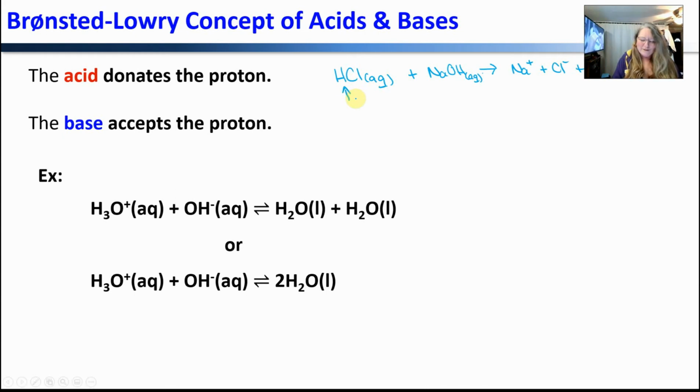Hydrochloric acid is donating its hydrogen, so it's a proton donor, to my sodium hydroxide. So sodium hydroxide is my base. It's accepting a proton. And hydrogen chloride, or hydrochloric acid, is my acid, donating the proton.